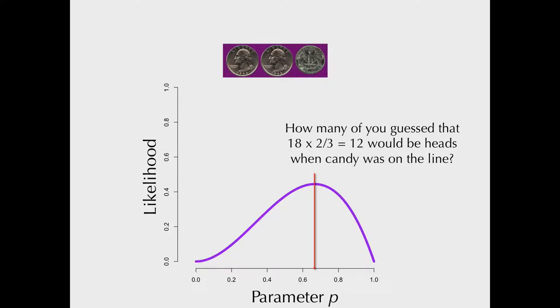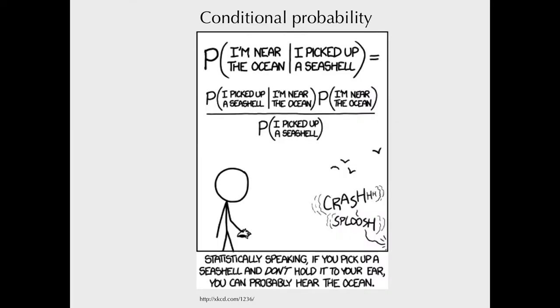All right. So, some of you guessed 12 when Kenny is in the line. Many of you didn't. So what are you doing here? What's your brain doing? You should guess a different number. Okay. Well, this comes from conditional probability. Here's a quick cartoon. You can look at it. You can read it.